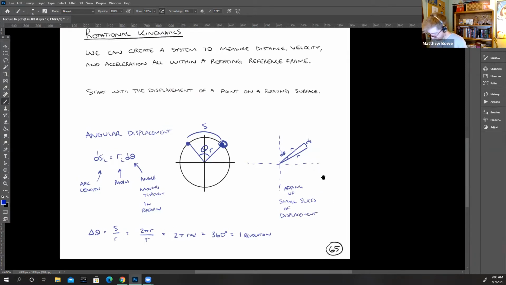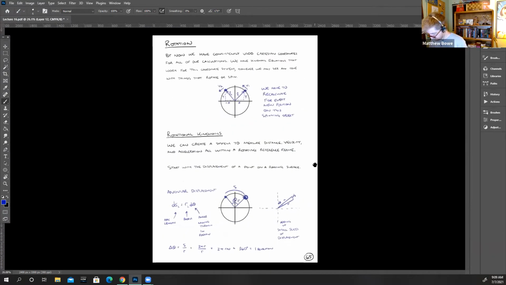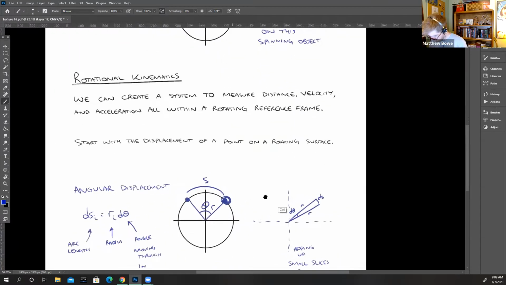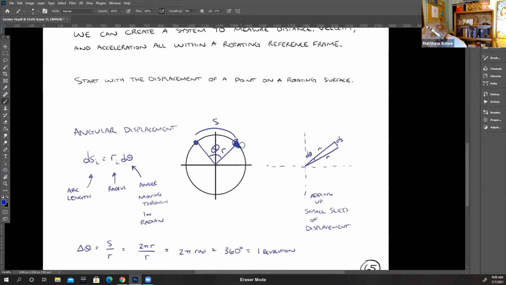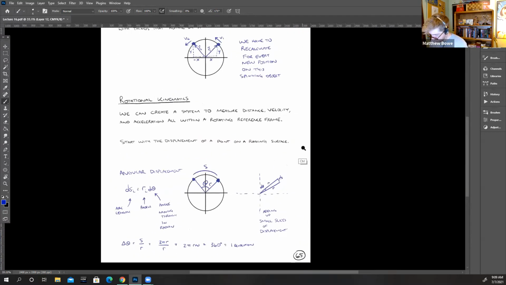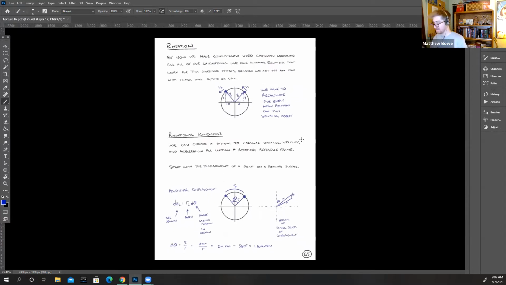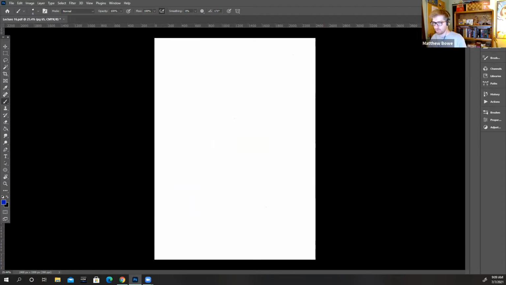I don't know why that dot's so much bigger now. Okay. Now that we got this way of measuring a displacement on a circular path, let's find the angular velocity also.